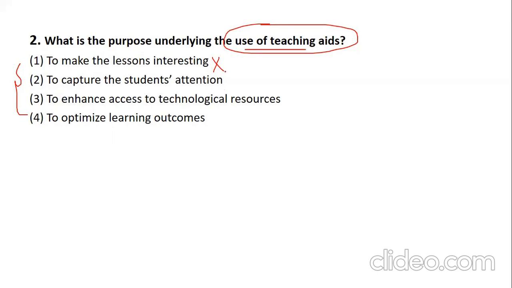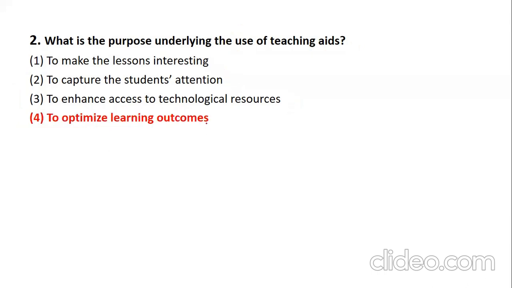To capture students' attention, yes, but अगर student attentive नहीं है with the amount of taking the knowledge, तो teaching aid आपके काम का नहीं होगा. To enhance technological resources, जो सब जगह पे available नहीं है, तो ऐसे cases में हम जो भी teaching aids use करते हैं उसका purpose एक ही होना चाहिए, optimize learning outcome. तो हमें ज्यादा से ज्यादा learning outcome दे, that type of teaching aid is the best teaching aid with the best purpose. So you have your option number 4 as your right answer.